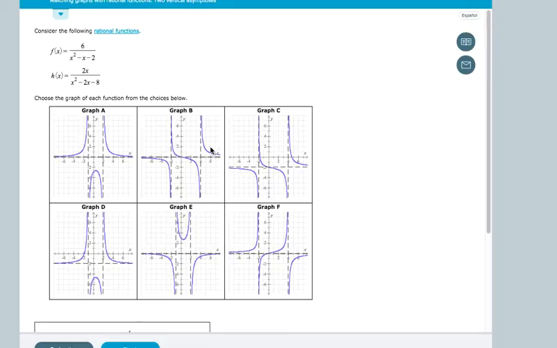Now let's look at the horizontal asymptote. So the horizontal asymptote, we look at the degree of the numerator. So the degree of the numerator is less than the degree of the denominator, so that means that the horizontal asymptote is at 0. So that gives us B or F, not C. C doesn't work.